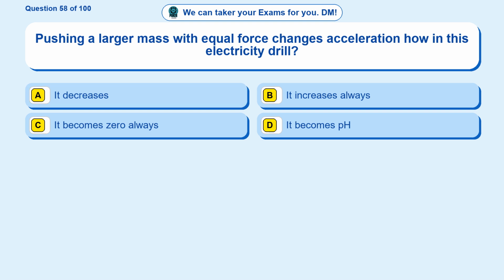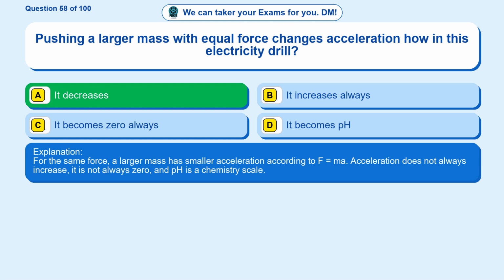Question 58. Pushing a larger mass with equal force changes acceleration how in this electricity drill? Option A, it decreases. Option B, it increases always. Option C, it becomes zero always. Option D, it becomes pH. The correct answer is option A, it decreases.